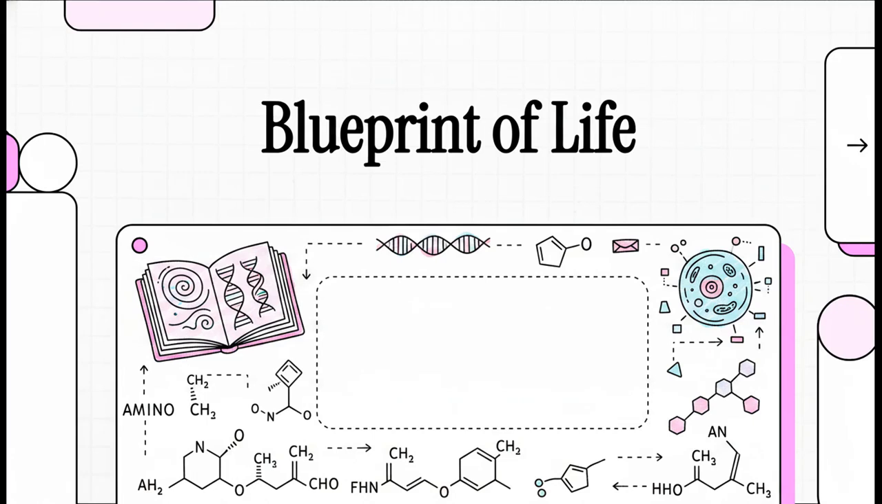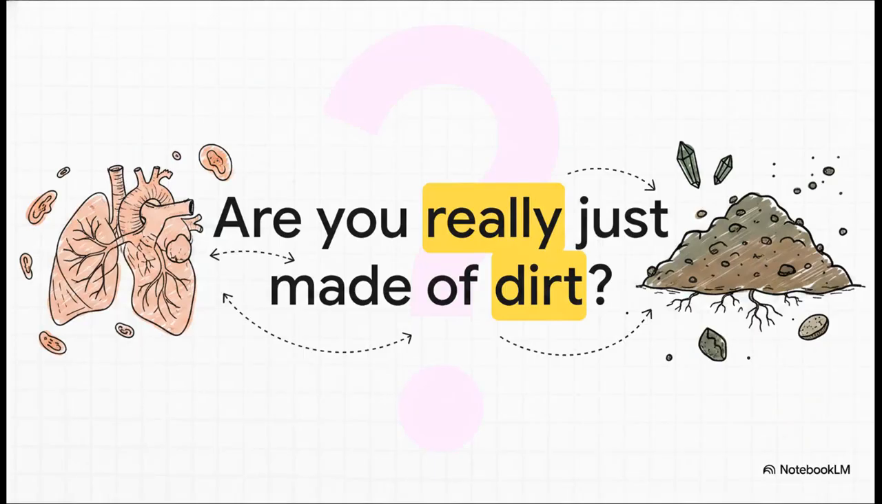Today, we are cracking open Chapter 9 to demystify the ultimate recipe book, the chemical building blocks of life itself. We're going to look at the absolute foundation of what makes a living thing, well, actually living. Let's kick things off with a pretty massive question. What exactly is the difference between living tissue, like your body, and a clump of non-living earth? I mean, are you really just made of dirt?